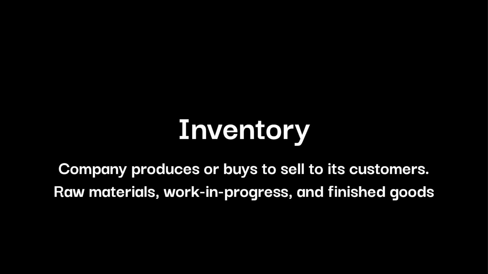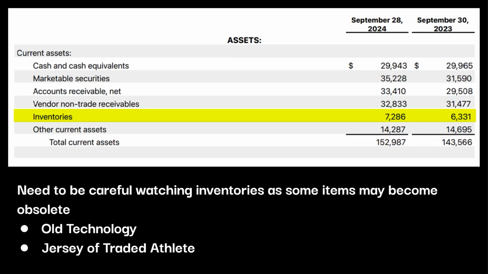All right, inventory. So this is what the company produces or buys to sell to its customers, right? Raw materials, work in progress, and finished goods are okay. So different states of inventory, right? The product does not have to be complete. So over here, you see 7,286, right?